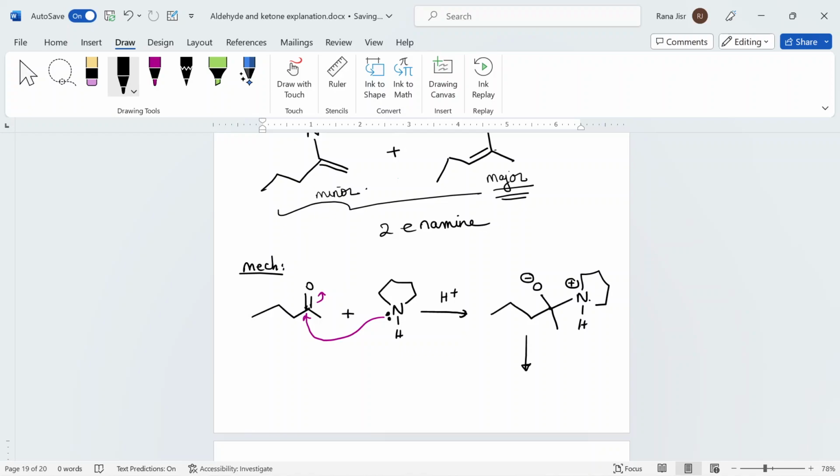Now my next step here is going to be a hydrogen shift, where the oxygen, which is the base, is going to come and take the acidic hydrogen and form a lone pair on the nitrogen.